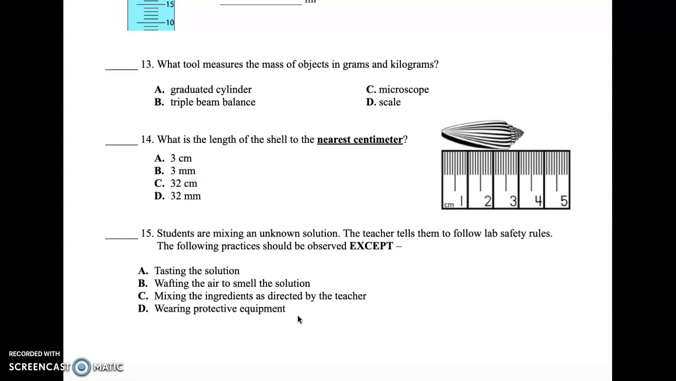Make sure that you have an answer for every question, and thank you for doing your best on your quiz today.